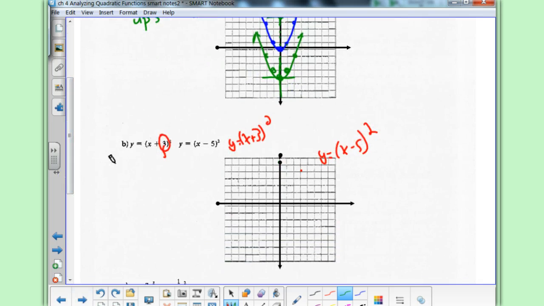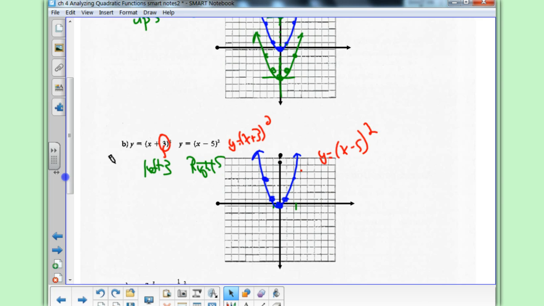With this one, from my learnings in my lab, it went left 3. This one went right 5. So I know my critical points. Oopsie. I know my critical points are supposed to be, we'll start with blue, 0, 0, 1, 1, and 2, 4. 1, 2, 3, 4. Okay, so this would be my basic parabola, right? So I go down and up. Those are my basic points.